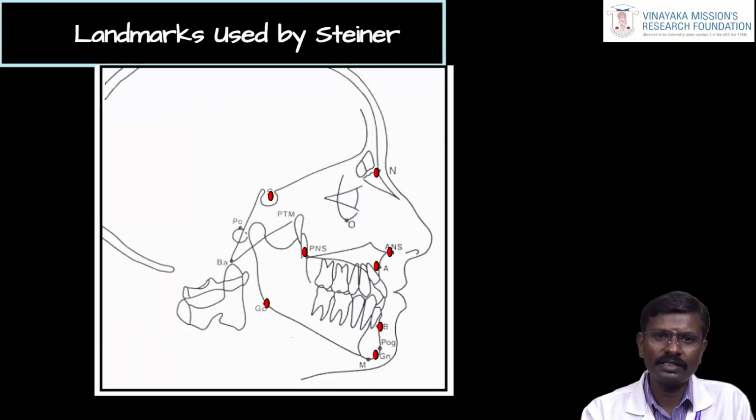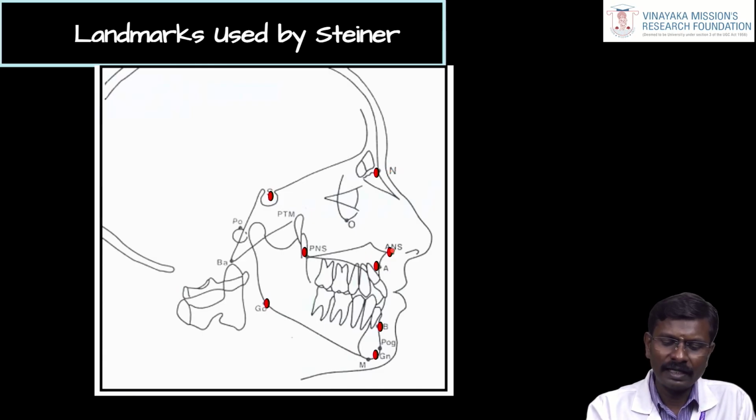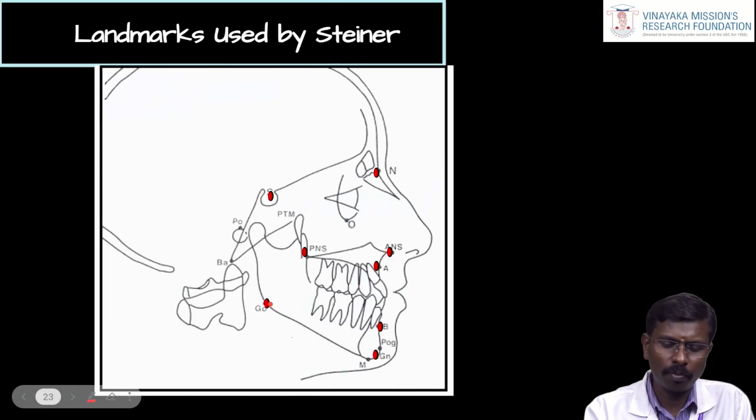According to Steiner, we have seen a lot of landmarks. Steiner took some landmarks, that is the nasion. The nasion is the junction of the frontal bone and the nasal bone. The S point is called the sella, and for nasion he gave the name N. And anterior nasal spine, ANS. Posterior nasal spine is PNS. Point A represents the maxilla and point B represents the mandible, and gnathion, gonion. So these are the points he has taken for his analysis.